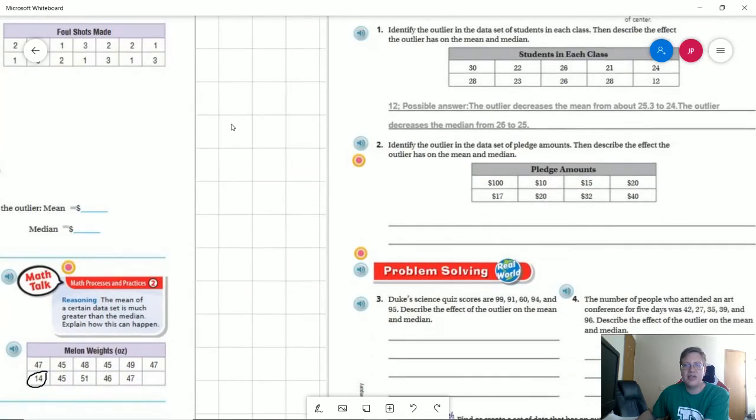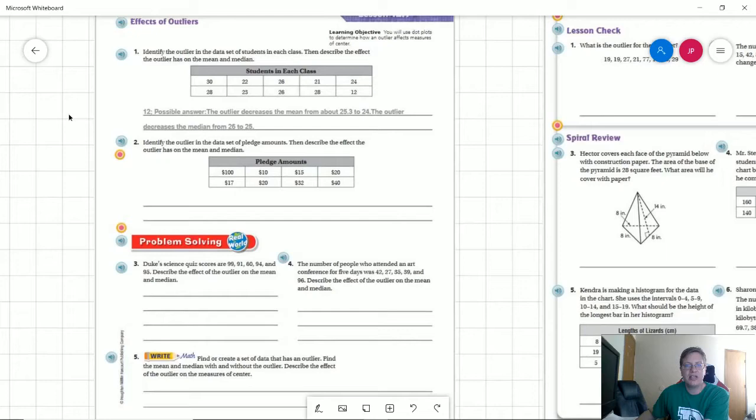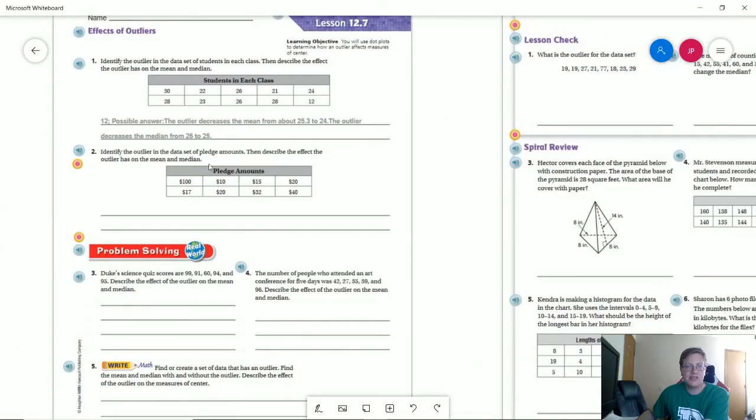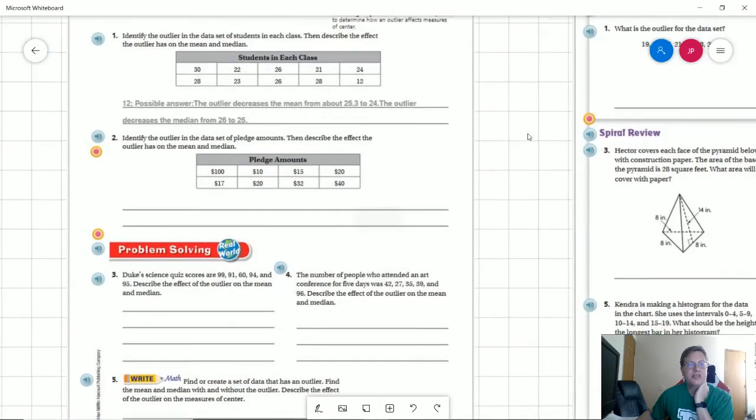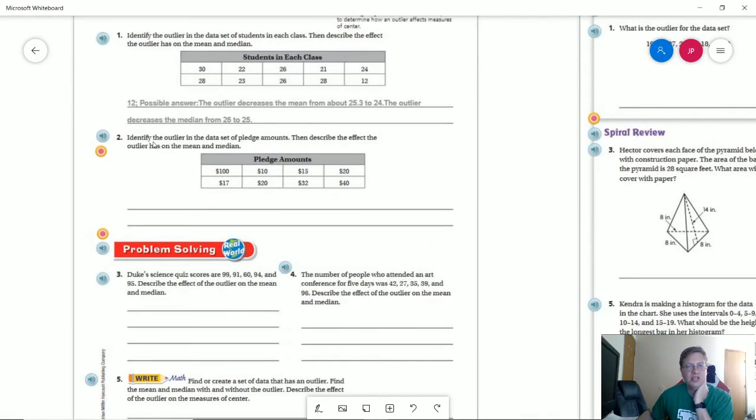So let's go ahead and look at our homework problems real quick. So again, Risen Christ students, I'm asking you to do number 2, number 4, number 1, and number 2 on the back. I will cover all of the problems in the homework video. So for number 2, we want to identify the outlier. So it's the one that's going to be drastically different than all the others.